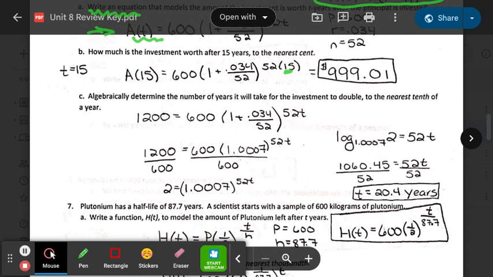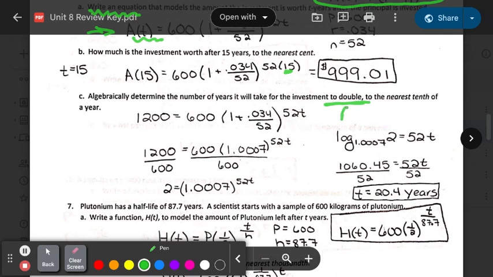And how many years will it take for the investment to double? So what do we start with? 600. So that would mean our A value is 1200. So that's where this came in right here. So remember your variables in the exponent, you got to get it into log form. So the first thing that was done, that was evaluated just to make it less to write. So this is your base, 1.0007. 52T is your exponent, and then 1200 is your number.